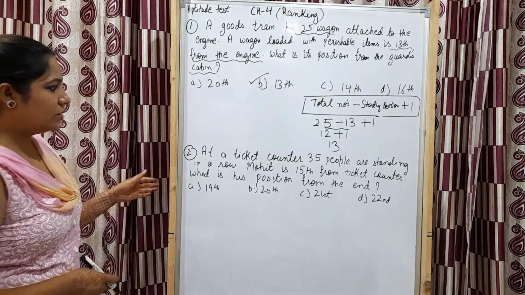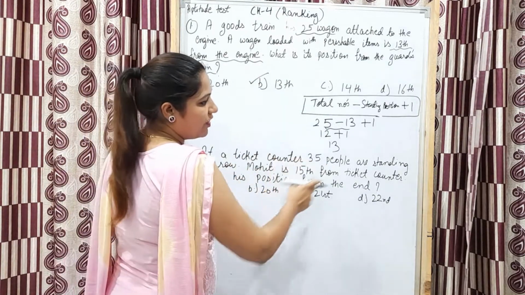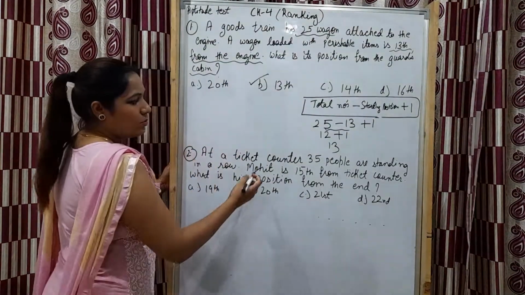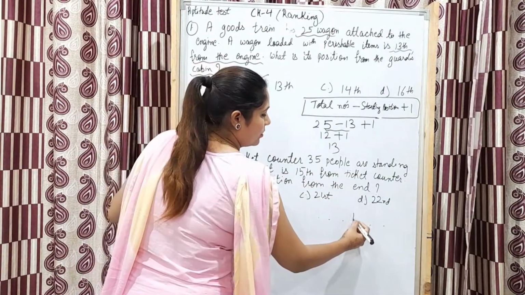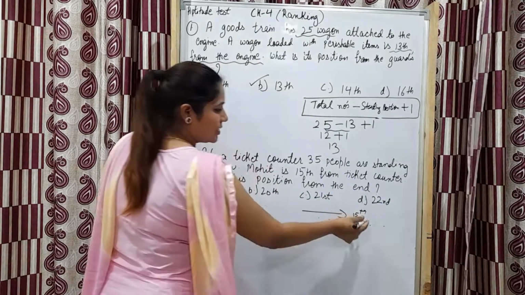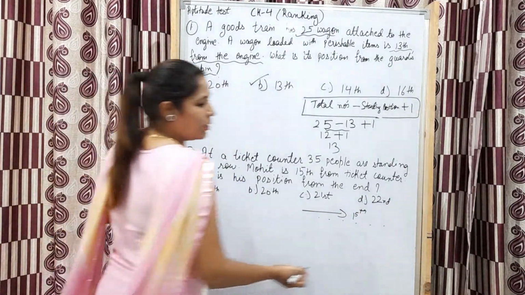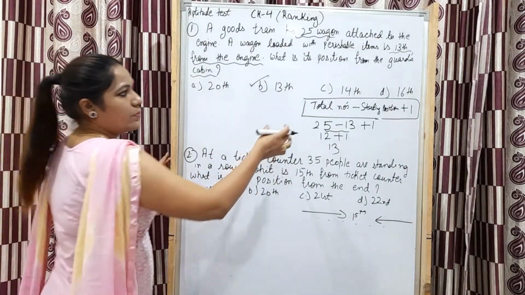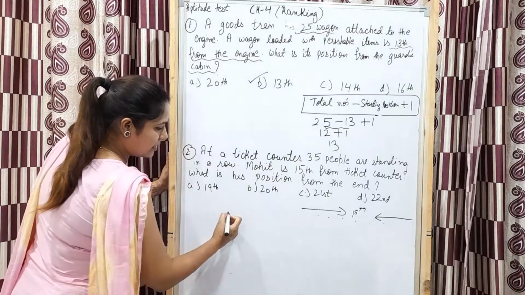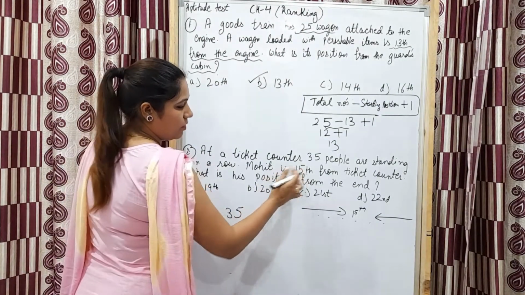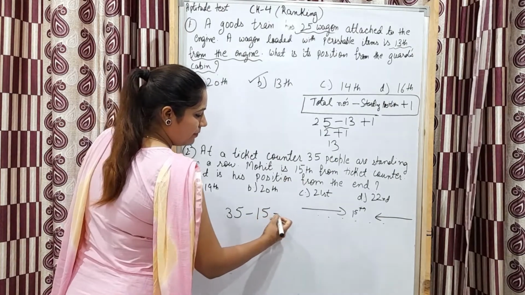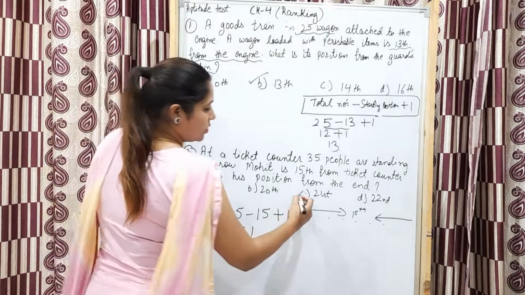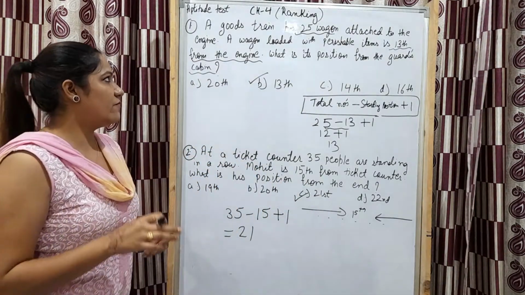Now see the second question. At a ticket counter, 35 people are standing in a row. Mohit is 15th from the ticket counter. Here the position from the starting is 15. We have to tell what is his position from the end. Simply we will put in this: total is 35, minus what is from the starting, 15, plus 1. When you solve it, you will get 21. So the answer is C, 21st.